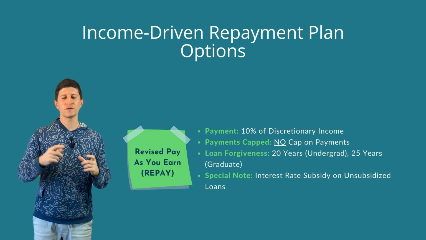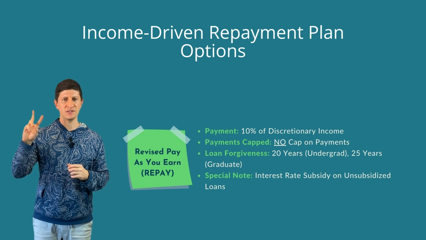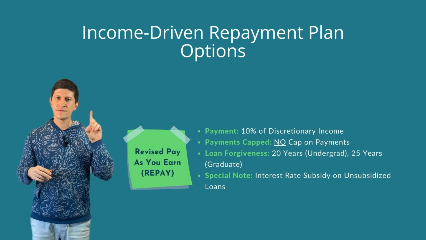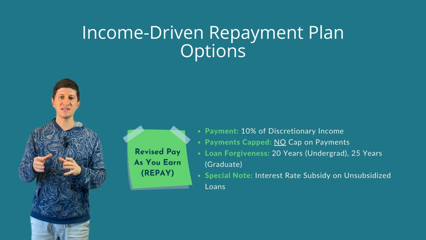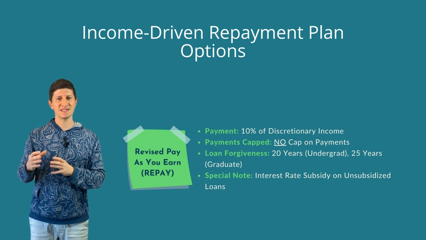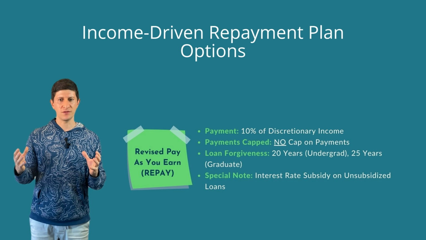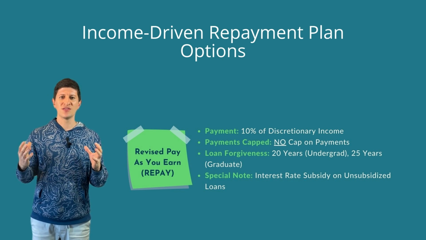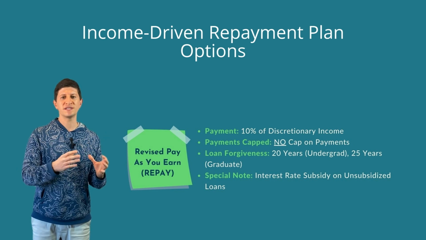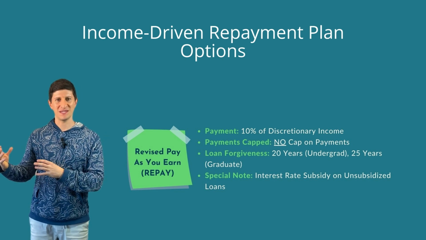Additionally, the student loan forgiveness piece is broken up into two pieces. The first is by making 20 years of monthly payments. That is the duration of time it takes to pay off your undergrad student loans. If you have graduate student loans, those get paid off after 25 years of monthly payments.